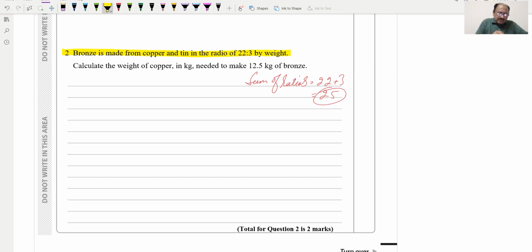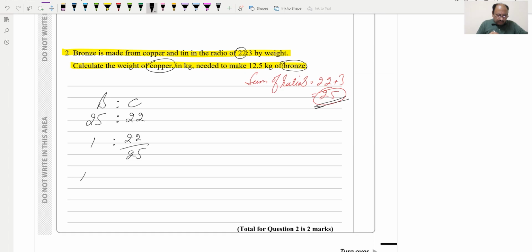And the question says calculate the weight of copper in kilograms needed to make 12.5 kilograms of bronze. So basically we require the bronze and copper ratio. If bronze is 25 in total, copper will be 22. This will be the ratio of copper. And now for 1, it will be 22 over 25.